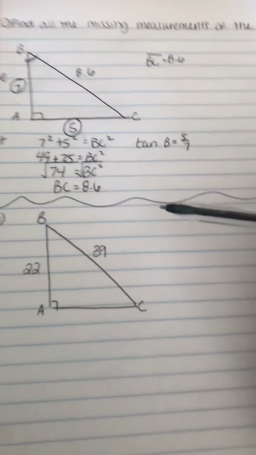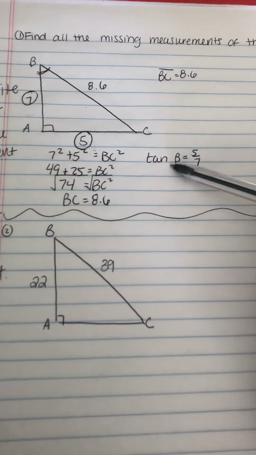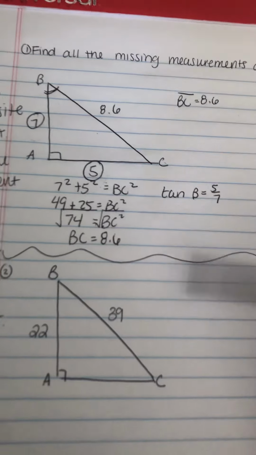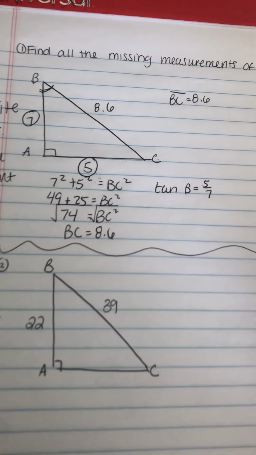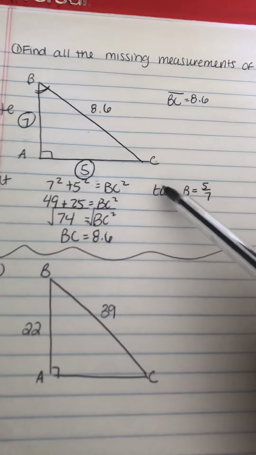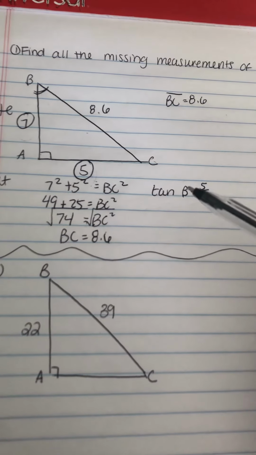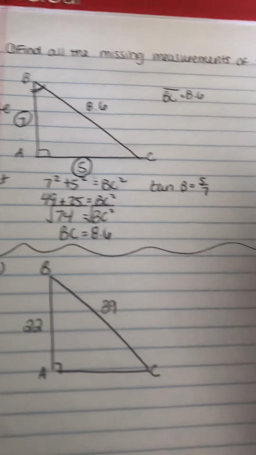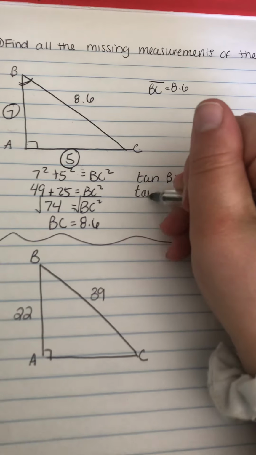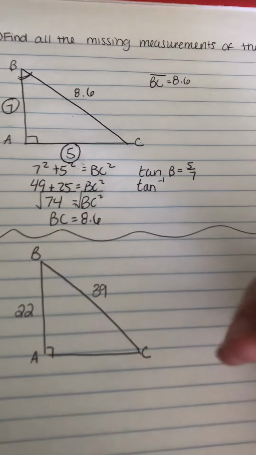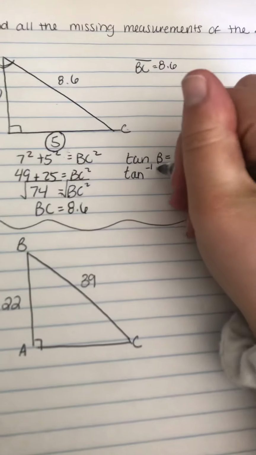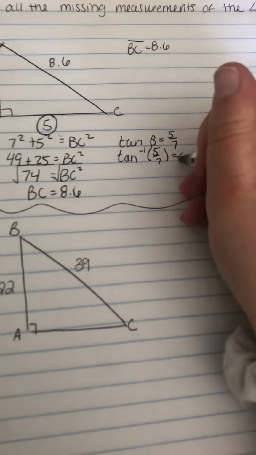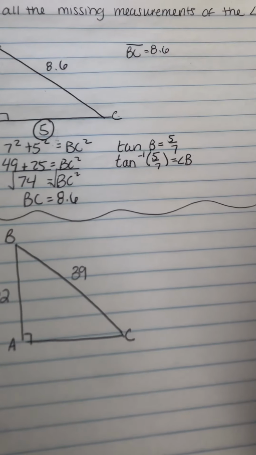This is where it differs from last section. Before, we would have an actual number here, an actual measurement for B, but we don't have that this time. So in order to go backwards, to take a side length and then determine the angle measurement, we're going to use the inverse of this tangent function. So I'm going to write tangent to the -1, which means the inverse of my tangent. And then I'm going to plug in the 5 over 7. That's going to be equal to my angle B, that measurement of angle B.